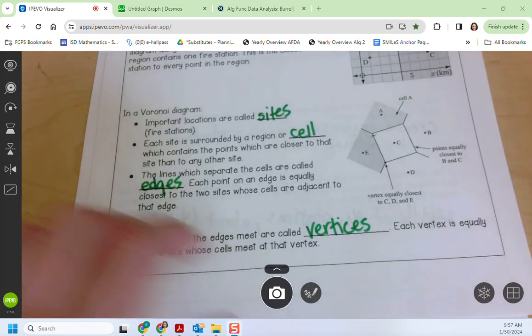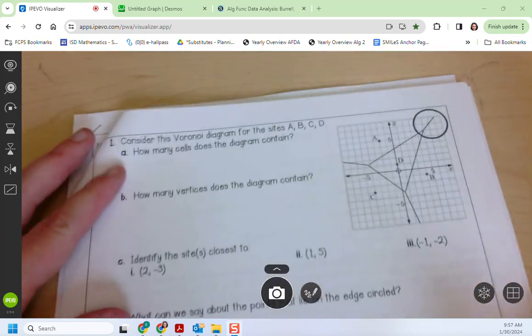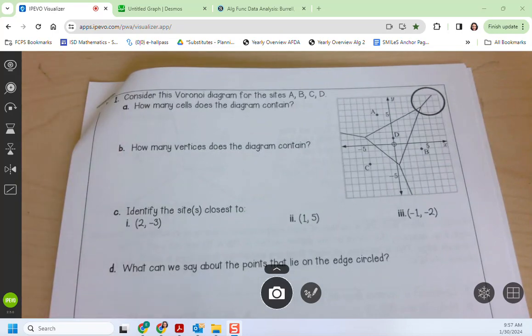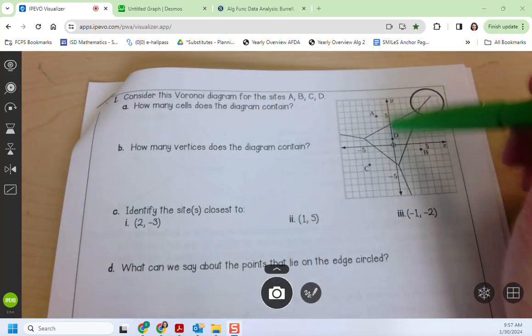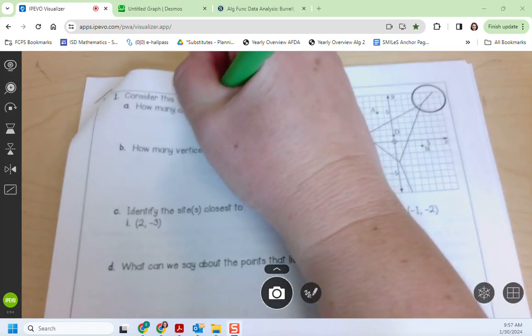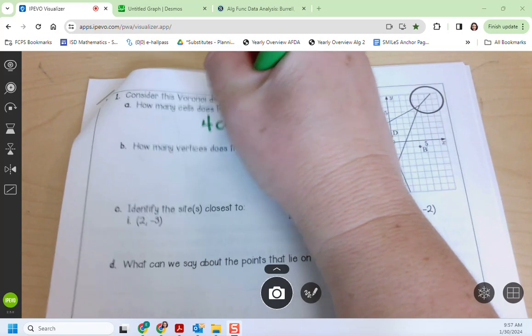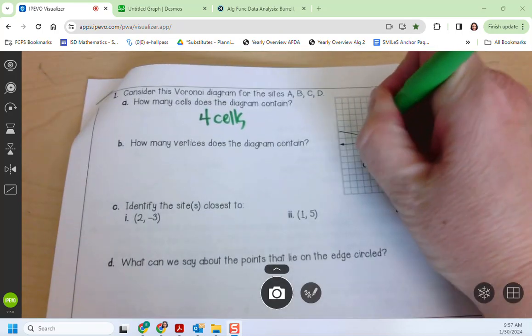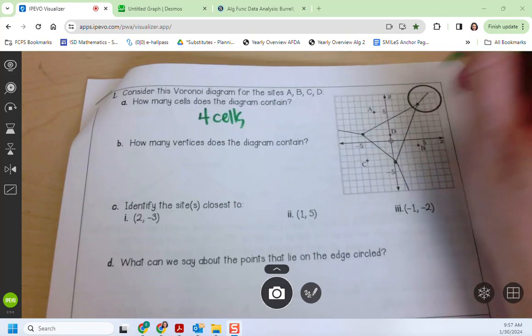All right, ready? Let's turn the page. All right, consider this Voronoi diagram for sites A, B, C, and D. How many cells does the diagram contain? So the cells are the regions. What do you guys see? 4 regions, yeah. 4. All right, so yes, 4 cells. All right, how many vertices do you see? Just 3, yeah. 1, 2, 3.